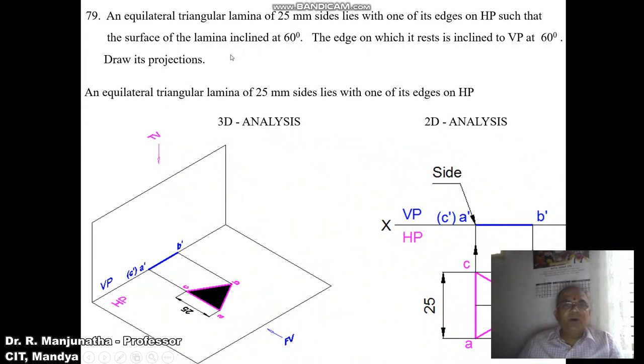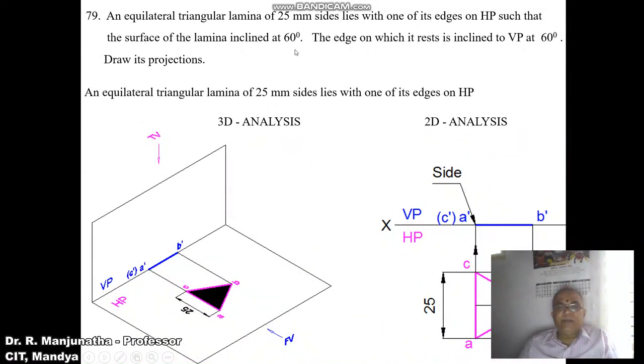An equilateral triangular lamina of 25 mm sides lies with one of its edges on HP, such that the surface of the lamina is inclined at 60 degrees. The edge on which it rests is inclined to VP at 60 degrees. Draw its projections.